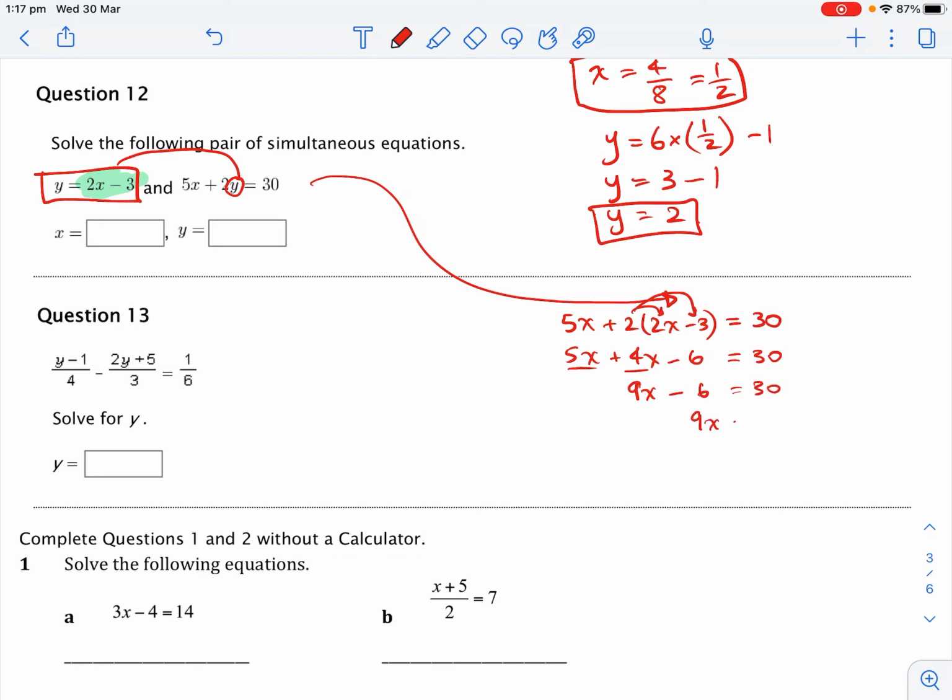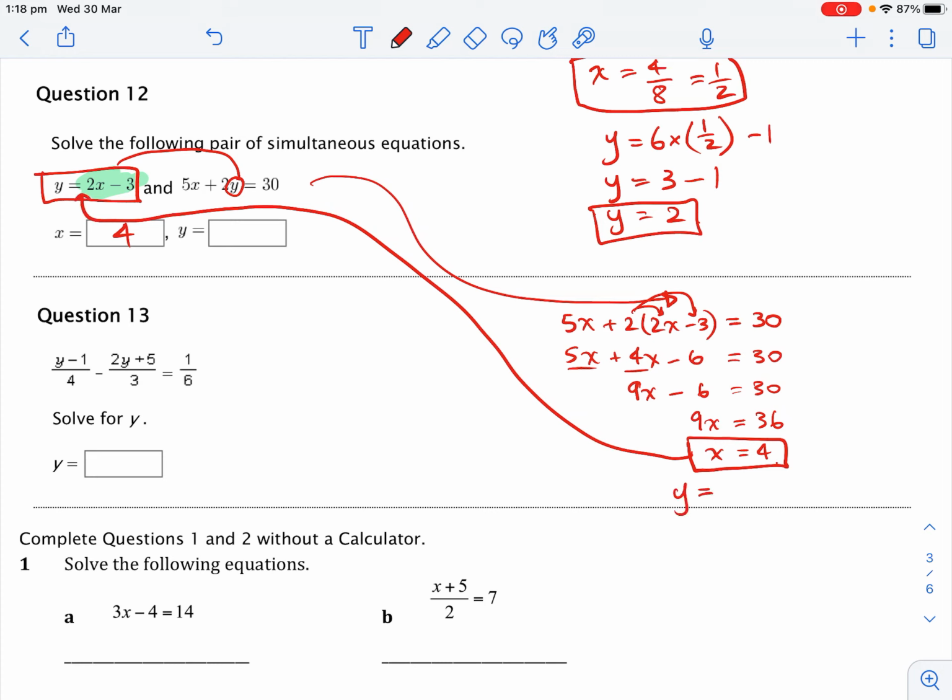Add 6. Divide by 9. Remember, that is only the x value. I'm now going to put that x value back into the equation that tells me what y is when I know x. So I now go y will be equal to 2 times the x value, which is 4, take away 3. 2 times 4 is 8, take away 3 is 5. So my y value is 5.